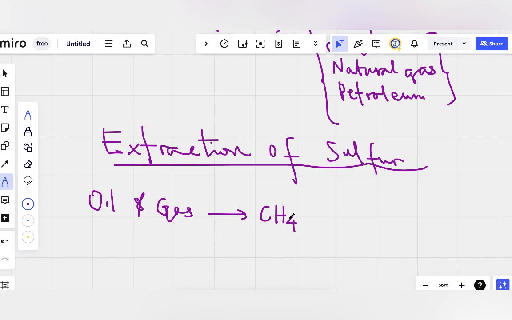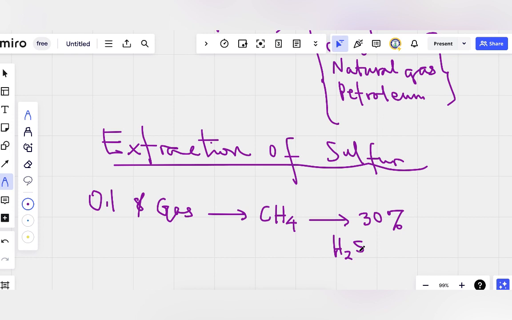If you extract methane from natural gas, you'll be able to get at least 30% of a sulfur compound, like hydrogen sulfide. The formula is H2S, hydrogen sulfide. Not only lead sulfide, that's for metal ore, but through oil and gas we get hydrogen sulfide, which contains a great deal of sulfur.